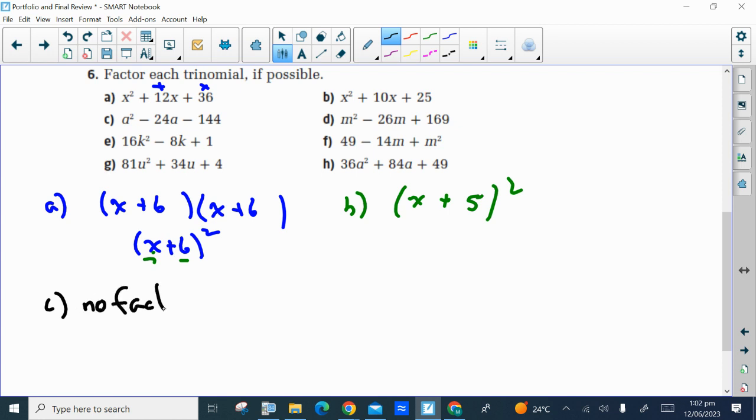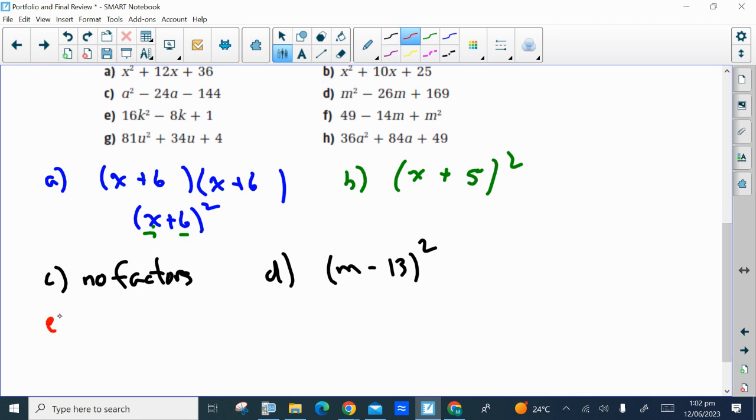But again, on the final, if you're asked to factor a polynomial, it will work. D might be a perfect square trinomial, though, because the square root of m squared is m. The square root of, whoops, I put down an extra set of brackets that I don't need here. The square root of 169 is 13. If you multiply those together and double, you do get 26m. And because it's a minus 26m, it'll be m minus 13 squared. If you did this the other way, you'd get m minus 13, m minus 13.